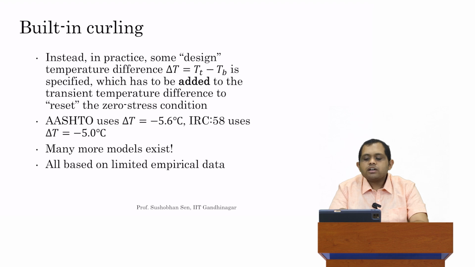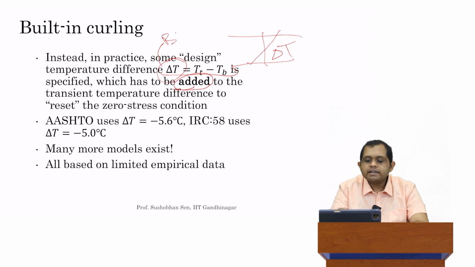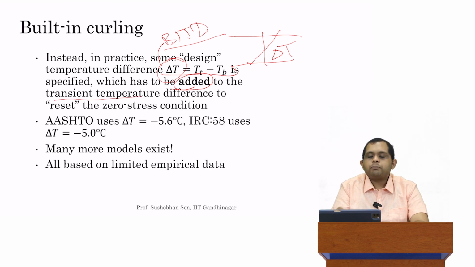So in practice, we assume some design value of delta T. First of all, we assume that this built-in temperature distribution is linear. That's a big assumption. It is not linear in practice. It is non-linear. But we assume it is linear. For this, we have some T top minus T bottom, which is delta T, and we add this. We call this the built-in temperature difference, BITD, or zero stress temperature difference. We add this zero stress temperature difference to the transient temperature difference.